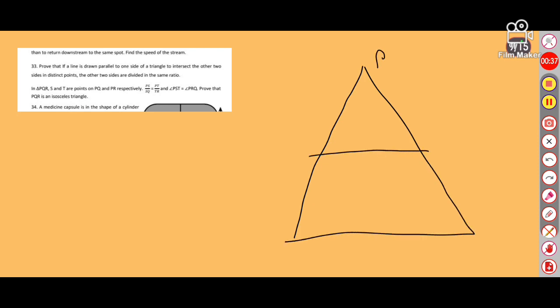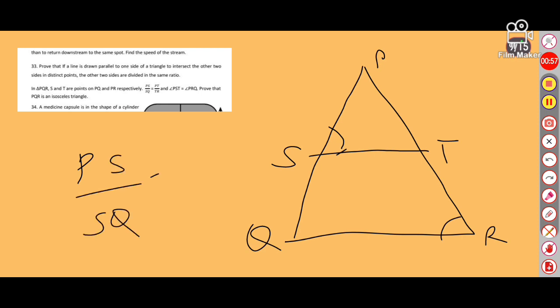P, Q, R, S, T. Angle PST is equal to angle PRQ. So they have given that PS by SQ is equal to PT by TR.